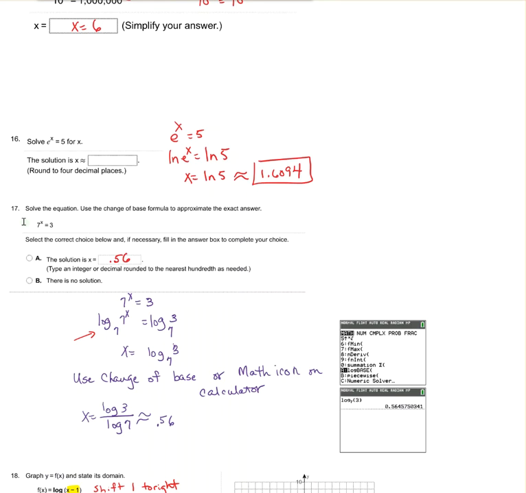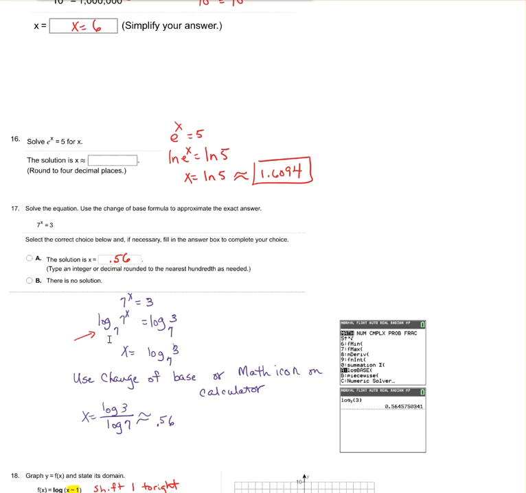All right, 17. Use the change of base formula to approximate the exact answer. All right, so we have 7 to the x equals 3. And one of the ways to do this, there's another that we'll learn in another section, but one is to use the change of base formula. But in order to do that, since 7 is what's being raised to x, we're going to take the log base 7 to both sides.